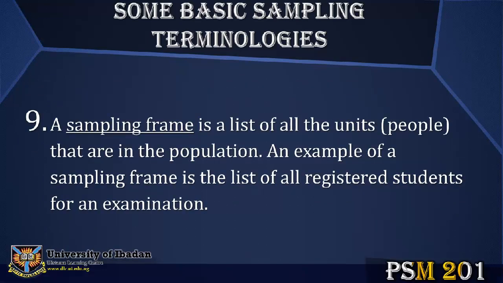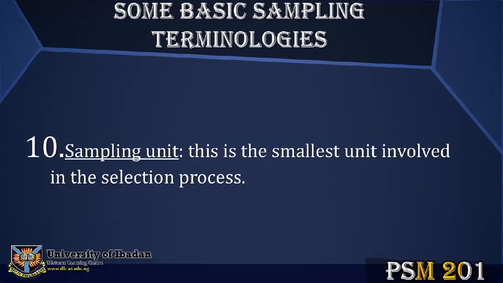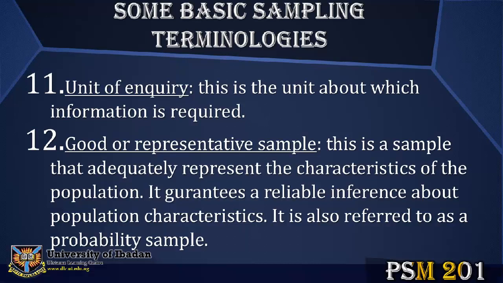A sampling frame is a list of all the units, people, that are in the population. An example of a sampling frame is the list of all registered students for an examination. Sampling units. This is the smallest unit involved in the selection process. Unit of inquiry. This is the unit about which information is required. Good or representative sample. This is a sample that adequately presents the characteristics of the population. It guarantees a reliable inference about population characteristics. It is also referred to as probability sample.